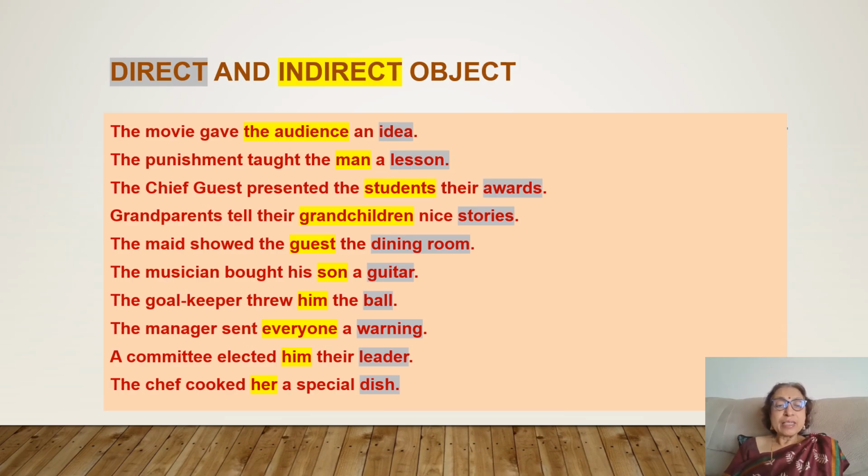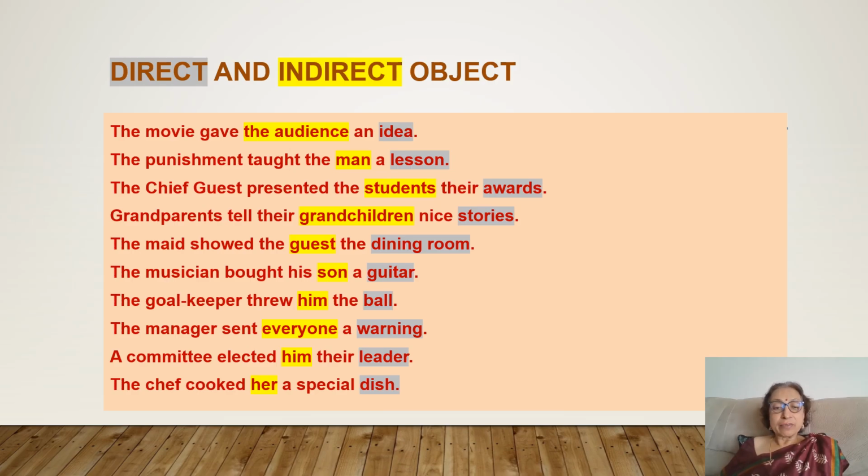Similarly, the maid showed the guests the dining room. The maid showed the guests, incomplete. The maid showed the dining room, complete sentence. So the direct object has the capability of completing the sentence. The other object which is there in the sentence will not be able to complete the meaning of the verb.